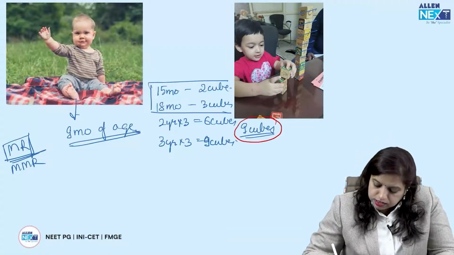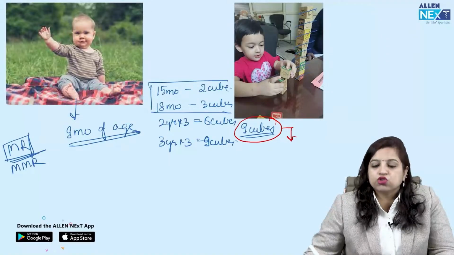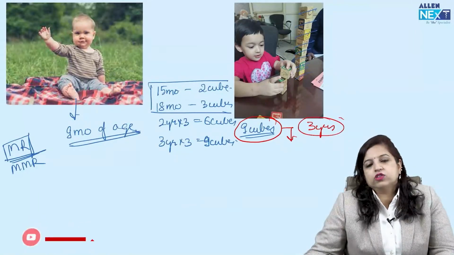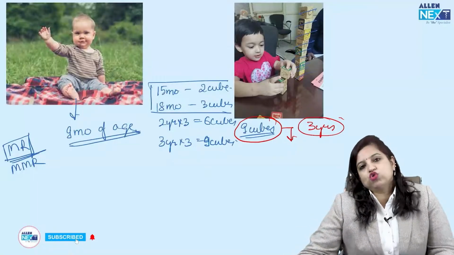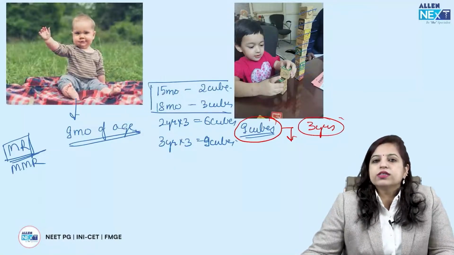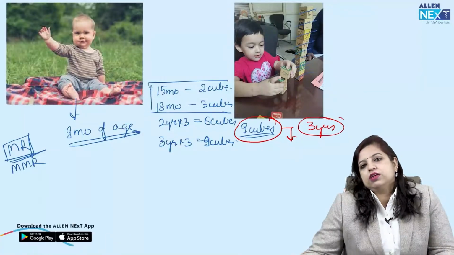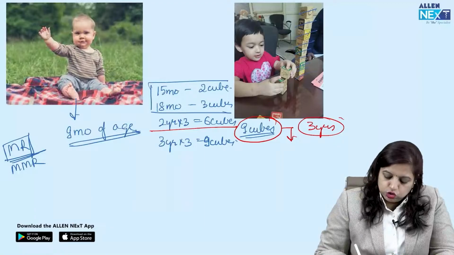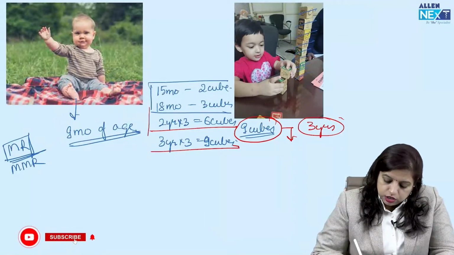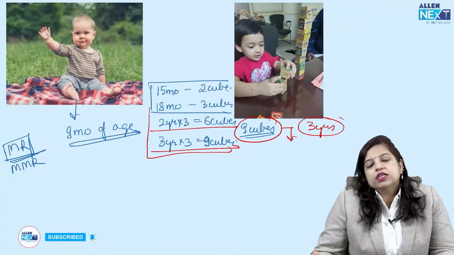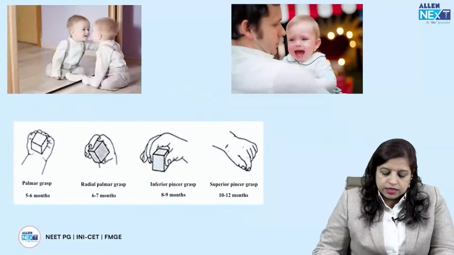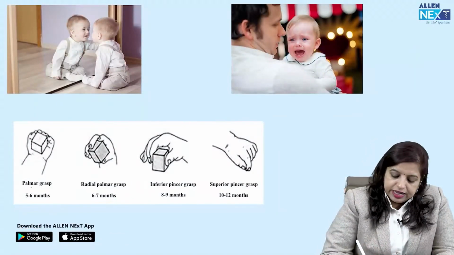So my answer is going to be, the age of this child is, yes, you guessed it right, 3 years of age. So remember, 15 months, 2 cubes, 18 months, just add 1 more cube, that means 3 cubes, and 2 years and 3 years multiply by 3. So 2 into 3 is 6 cubes and 3 into 3 is 9 cubes, right? So you should know these, your cubes handling or tower constructing very well, because again, a hotbed of questions for you, right?